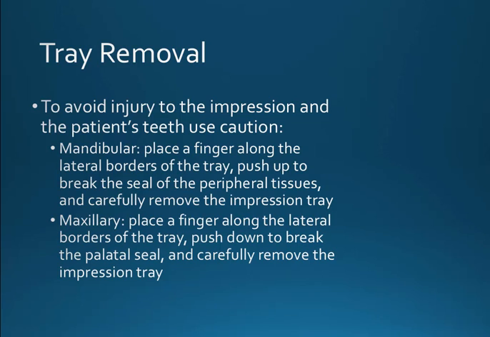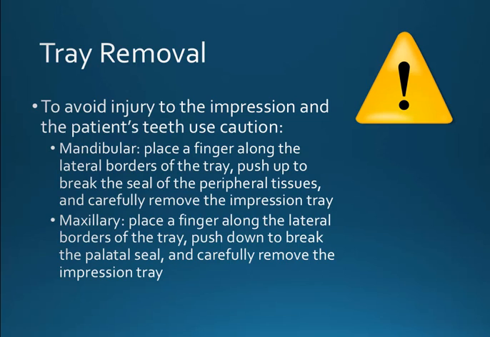Let's talk about tray removal. So to avoid any injury to the impression and to the patient's teeth, we want to use caution. So for the mandibular, place a finger along the lateral borders of the tray and push up to break the seal of the peripheral tissues. And you want to be careful when you're removing the impression tray that you don't hit the top teeth.